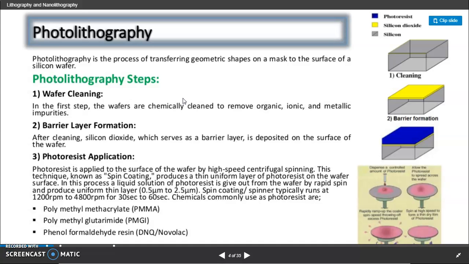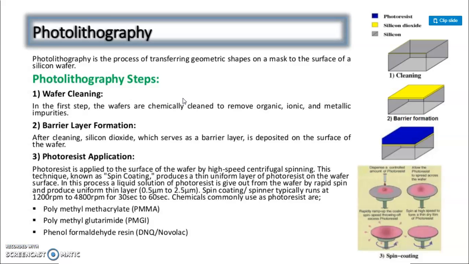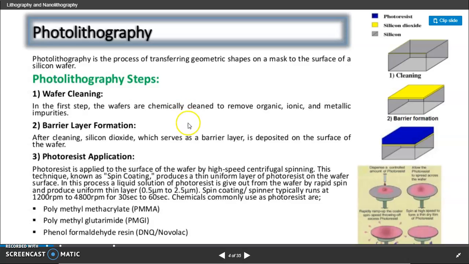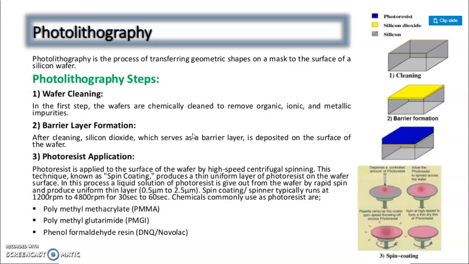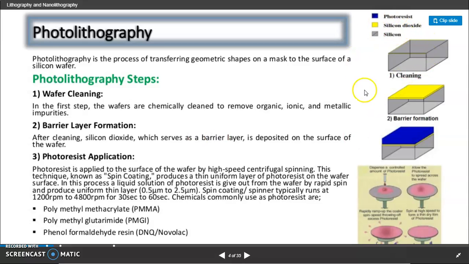Here we are going to see the photolithographic technique, the continuation of lithography. What is photolithography? Photolithography is the process of transferring geometric shapes on a mask to the surface of a silicon wafer. Here you can see this: first of all this is the silicon, the yellow color indicates the silicon dioxide, and the blue color indicates the photoresist. Here the photolithography steps are given.